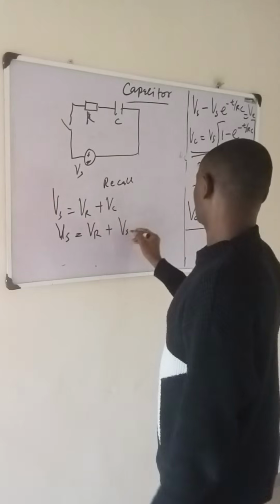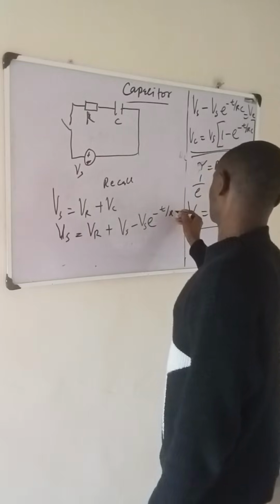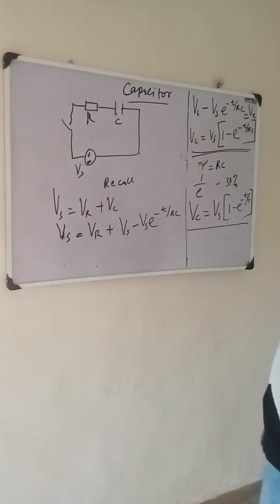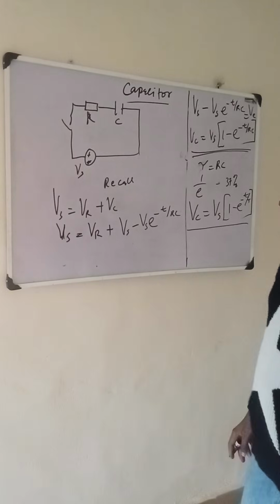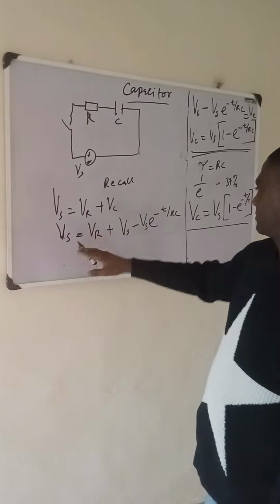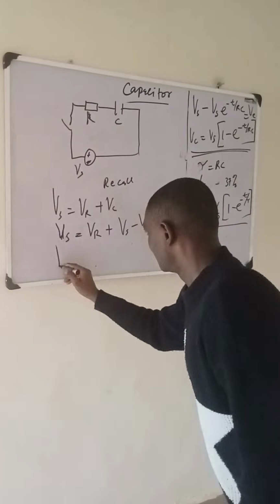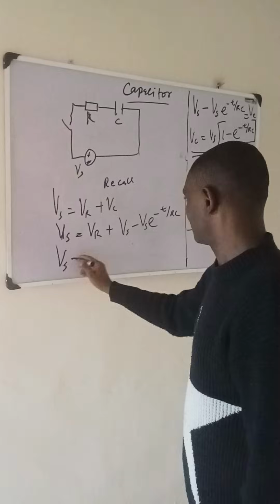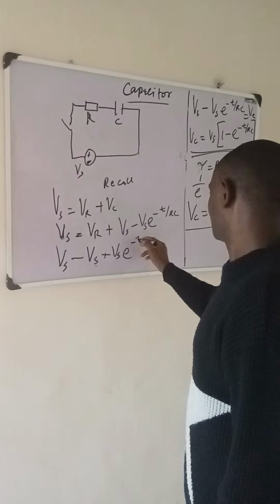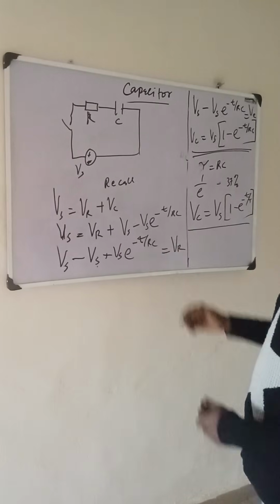That is Vs minus Vs e to the minus t all over RC. I substituted this here now. So what do we do? We just make VR the subject. If we do that, we are going to transfer this to the left-hand side. So we have Vs, this one is here, minus minus Vs. This is current plus Vs exponential minus t all over RC. And this is going to give us VR.